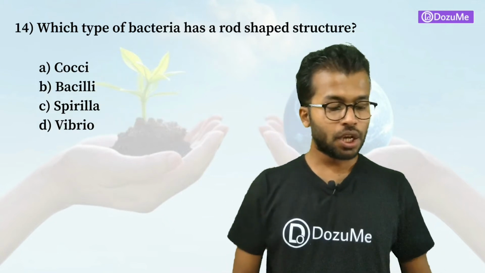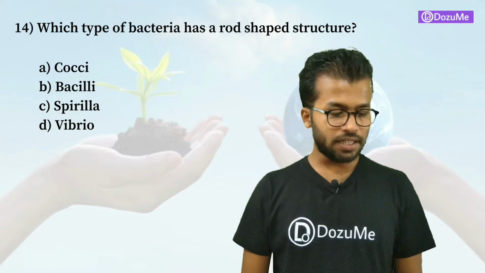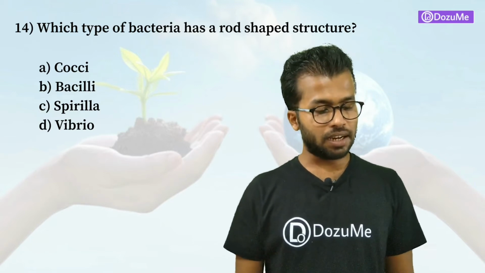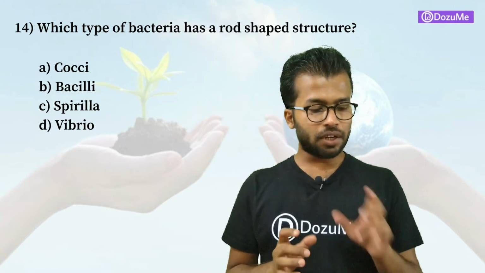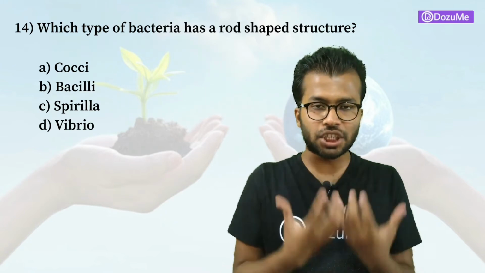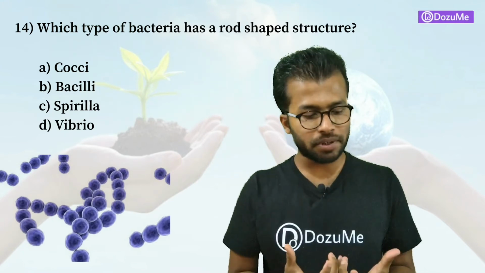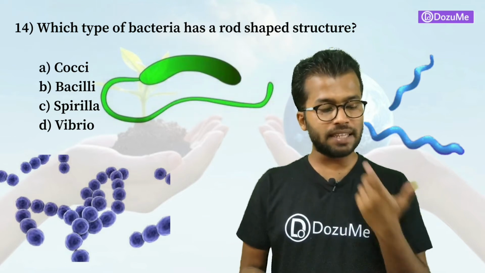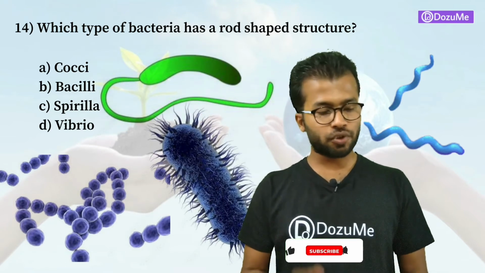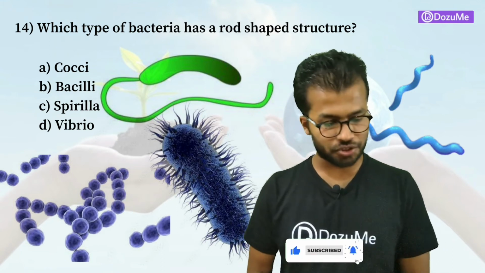Question number 14. Which type of bacteria has a rod-shaped structure? Cocci, Bacilli, Spirillea or Vibrio? Basically, if you know, the Cocci has a spherical shape, the Spirillea has a spiral shape, the Vibrio is just like comma shaped, and the Bacilli is just like the rod shape. So option B will be the correct answer. Bacilli has the rod shape structure.